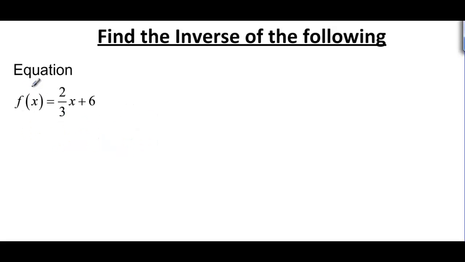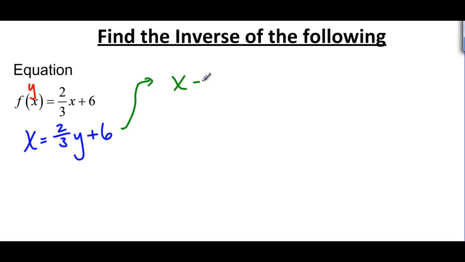Okay, this is just the equation of a line, f of x equals 2/3 x plus 6, or y equals 2/3 x plus 6. So the first step you want to do is, if I see a y, I'm going to call it an x. And if I see an x, I'm going to call it a y. But we don't like this form. We like y equals. So after I do that, I'm going to actually do the algebra to simplify it.